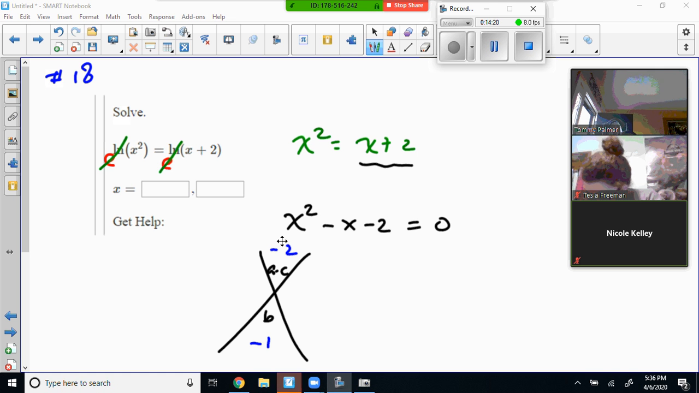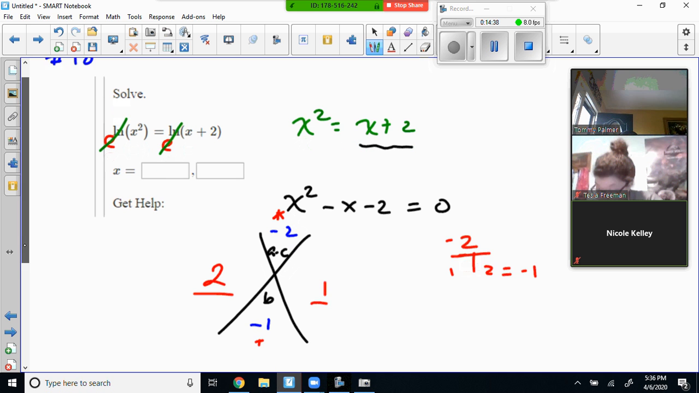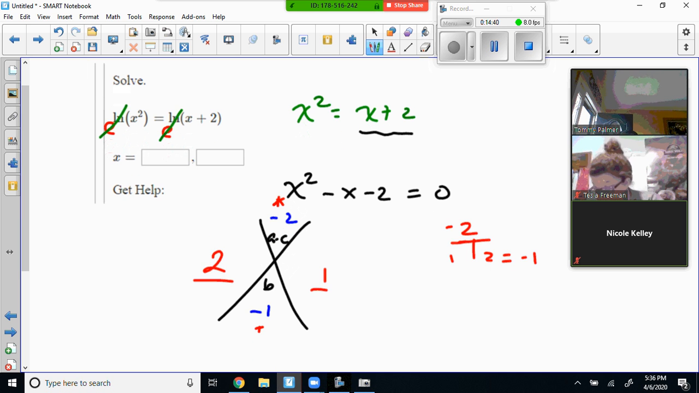So we got to find things that multiply but add here. So the only factors of 2 are 1 and 2. And because it's negative, we need the difference. So yeah, that makes sense. So 2 and 1 here. Which one has to be positive? Which one has to be negative? Well, because that b's negative, the biggest number has to be that. So you've got x minus 2 and x plus 1 equal to 0.